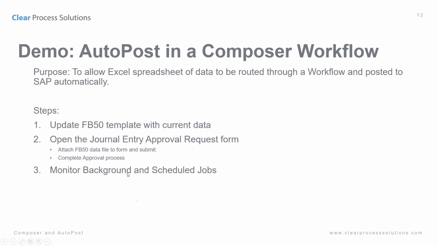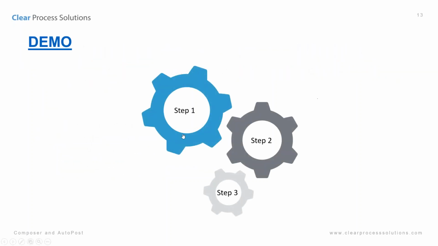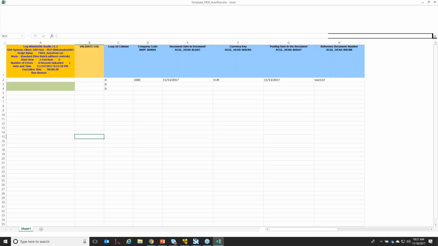Because all of this, once we send it off for approval, there's no interaction by humans anymore. It's just the workflow working and us monitoring that. And we can actually see it go through and process. So this is the fun part. Step one is we've got to get that template. So let's go out there and grab the template.